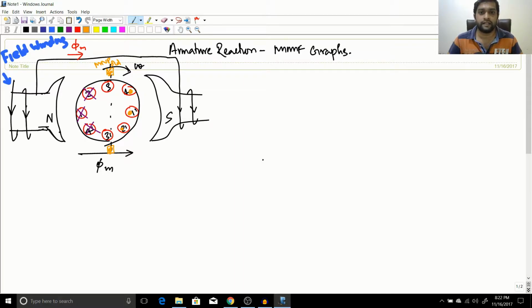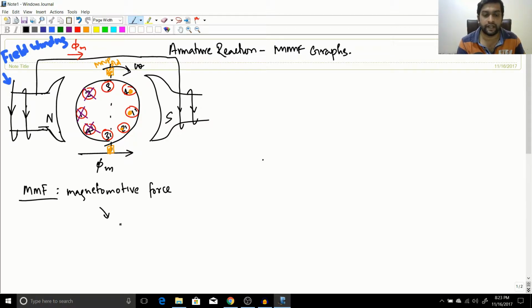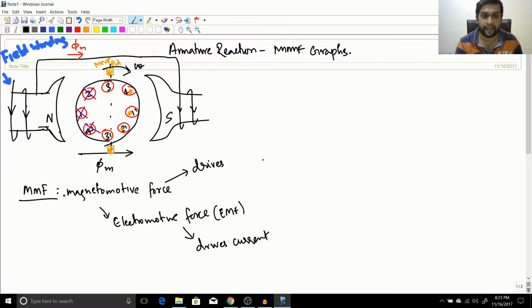Now before starting with these concepts, we have to have a basic idea about MMF. A very basic idea, no need of any field theory explanations. MMF is the magnetomotive force, and it is analogous to the electrical equivalent, which is the electromotive force, or EMF. Now what does EMF do? EMF drives current through the circuit. What the MMF does is drive the magnetic equivalent of the current, which is the flux phi, across the circuit.